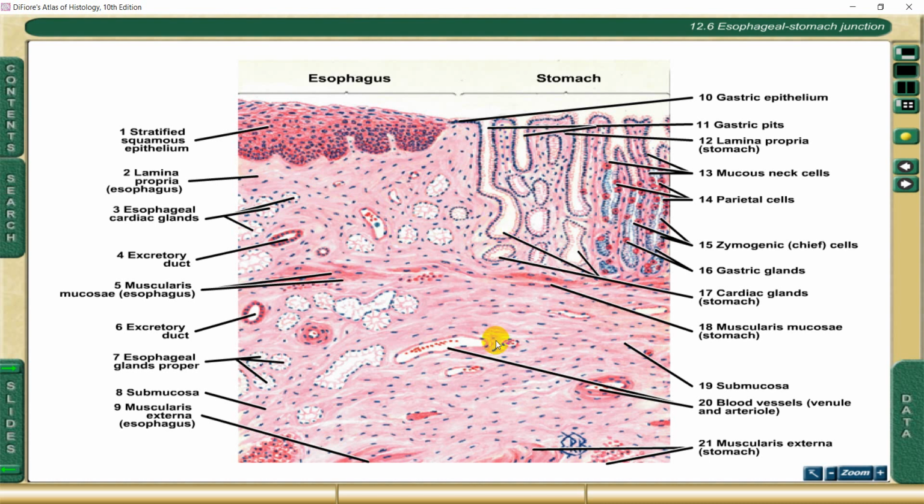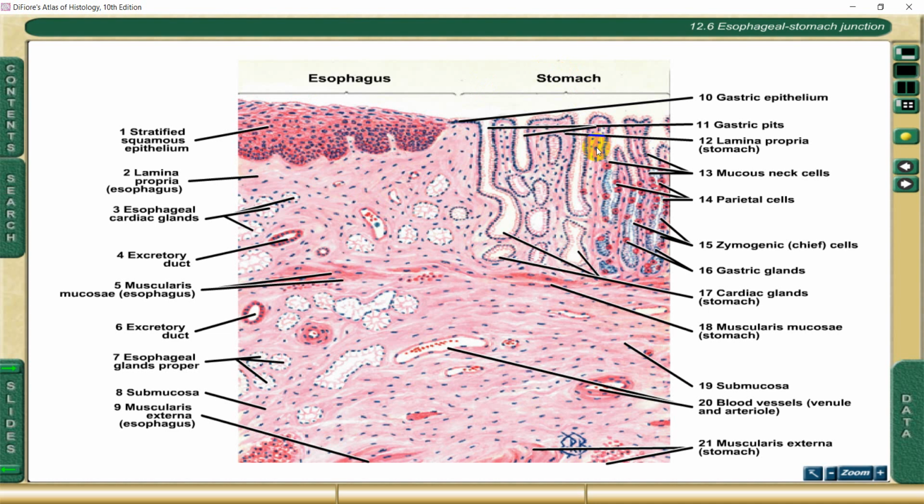Now let's talk about the stomach. The stomach is an expanded hollow organ situated between the esophagus and the small intestine, in its first part, the duodenum. At the esophagus-stomach junction, there is an abrupt transition from the stratified squamous non-keratinized epithelia to the simple columnar epithelia.